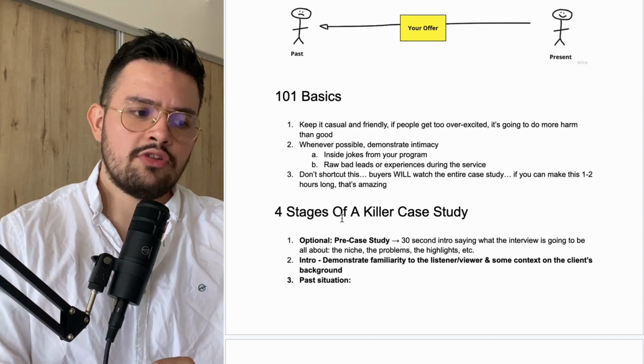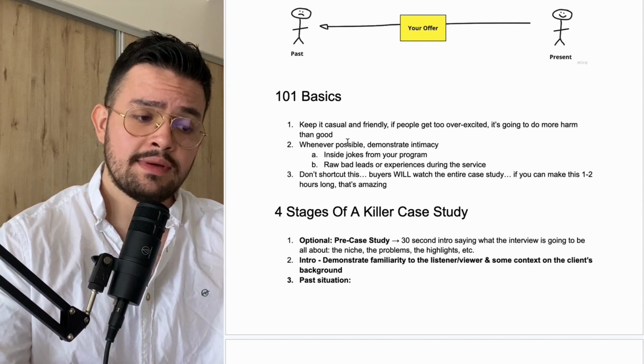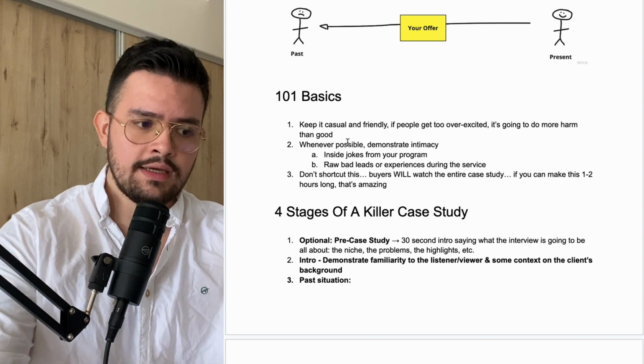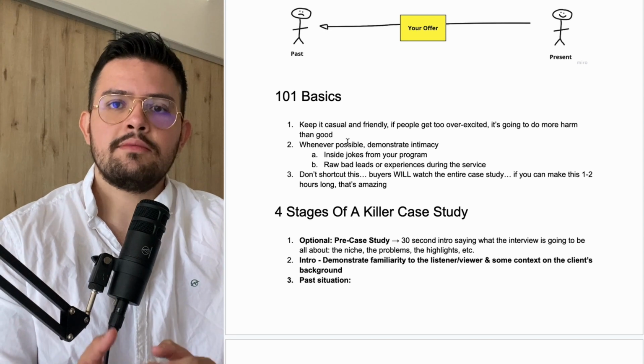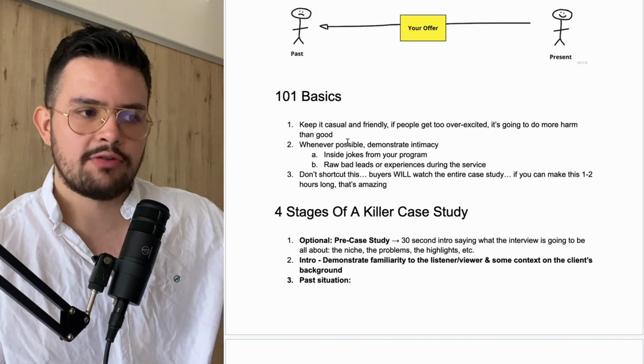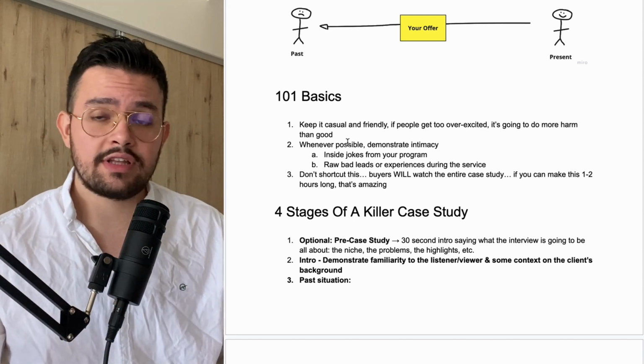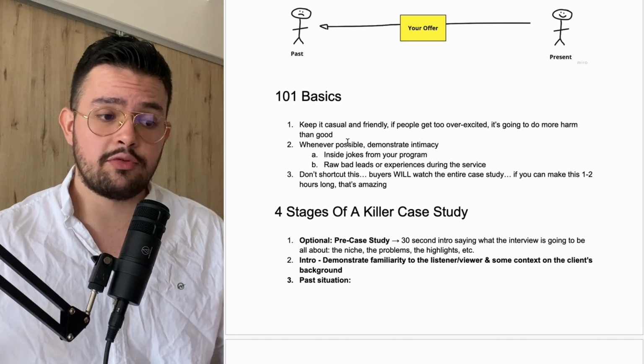That's the first thing. Number two, whenever possible, demonstrate intimacy with your client, okay? Because if you demonstrate familiarity, it's going to be obvious that you actually know the person, that the other person trusts you, and that you guys have maintained some level of communication in the past.